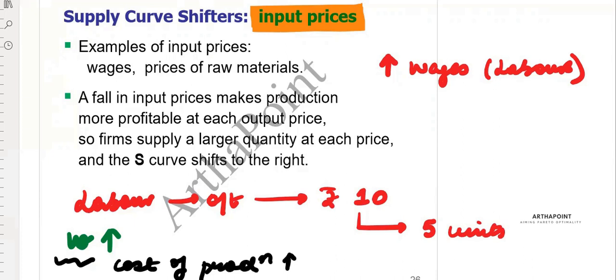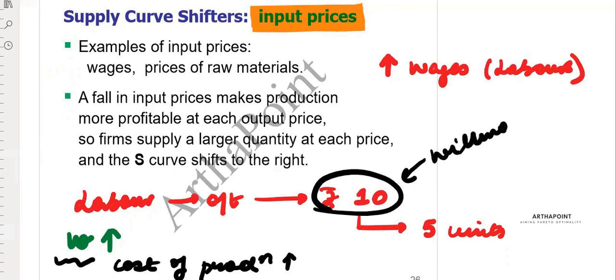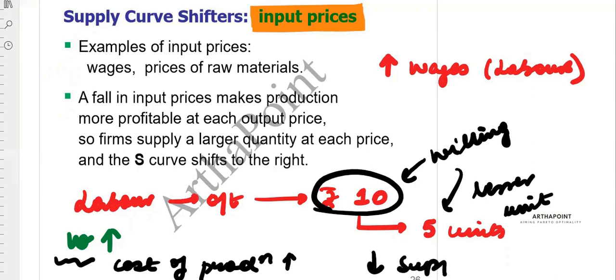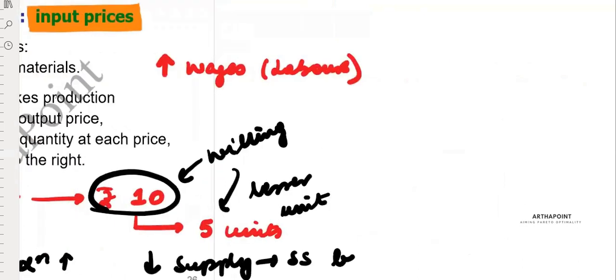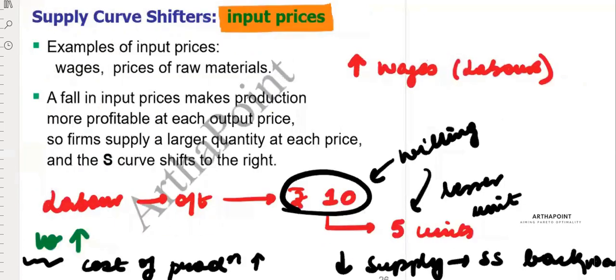And when the cost of production increases, automatically selling at 10 rupees becomes a little difficult, right? You're not willing to sell 5 units at 10 rupees. You're willing to sell fewer units, because you think that the net profit you're making is lower. So it reduces your supply, which means the supply curve will shift backward. So please see this.